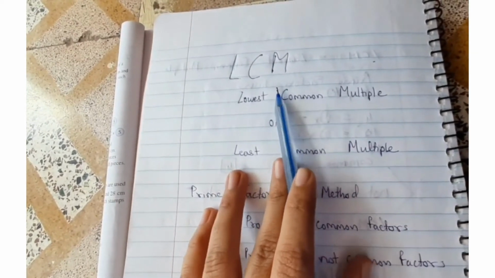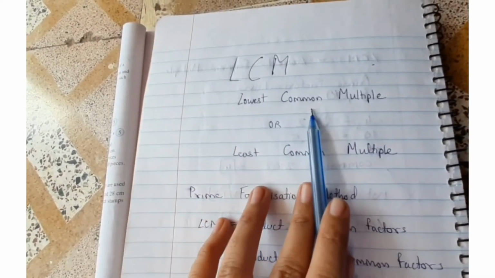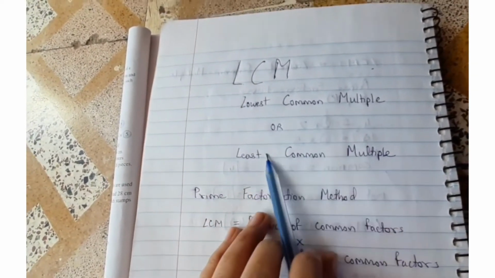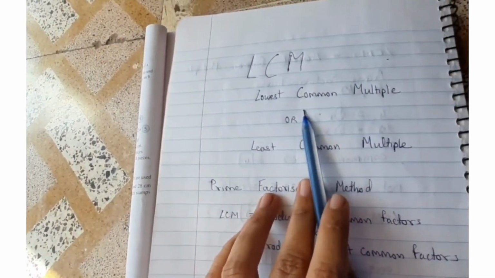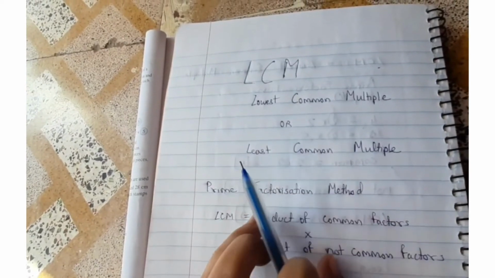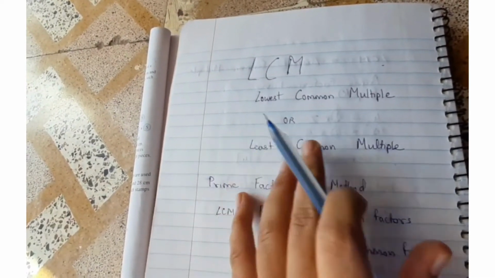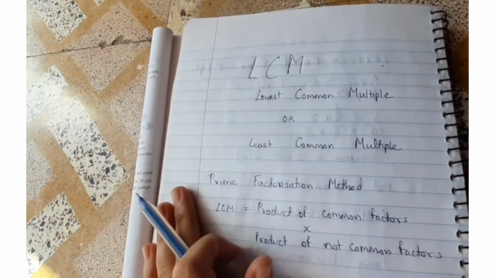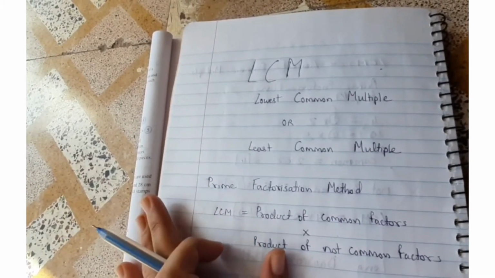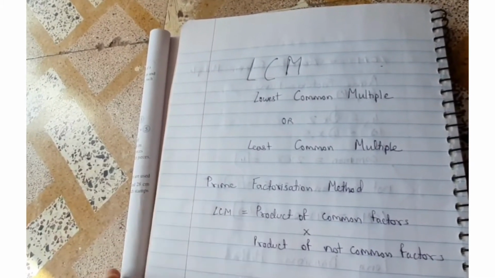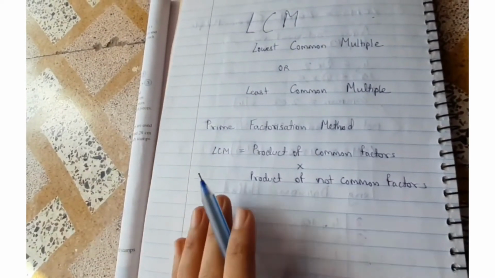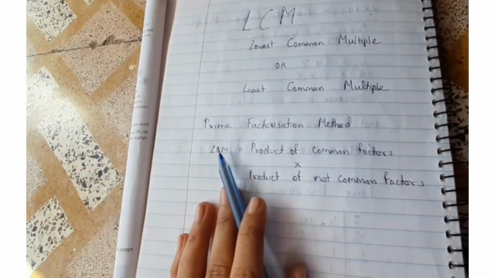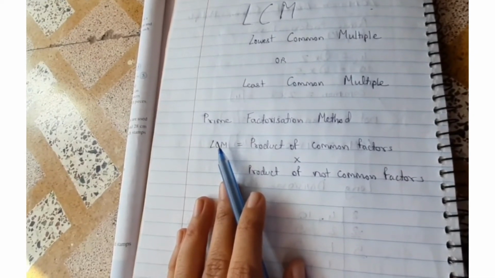The full form of LCM is least common multiple, or you can say lowest common multiple. Here you are going to find the multiples, and out of the multiples, the smallest multiple will be your LCM. So LCM can be found by two methods: prime factorization method and long division method.